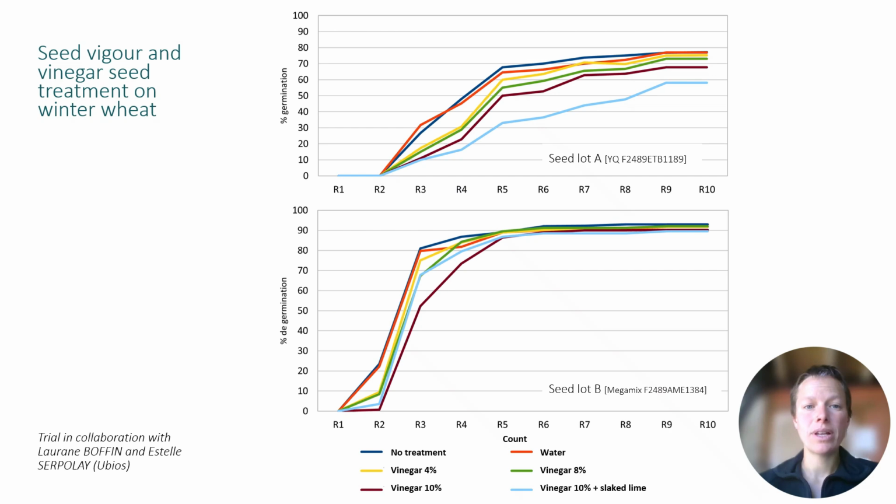With another example, I want to show how seed physiology affects the management of seed-borne diseases through seed treatments. In France and Denmark, vinegar treatments at about 4% acetic acid are frequently used as preventive disinfection against common bunt in organic wheat seeds. In a lab experiment in collaboration with ITAB, the French organic seed cooperative Ubios tested the effect of seed treatment of different wheat seed lots at different vinegar concentrations, up to 10% acetic acid. In one treatment shown in light blue, slaked lime was added to neutralize the effect of the high concentration vinegar.